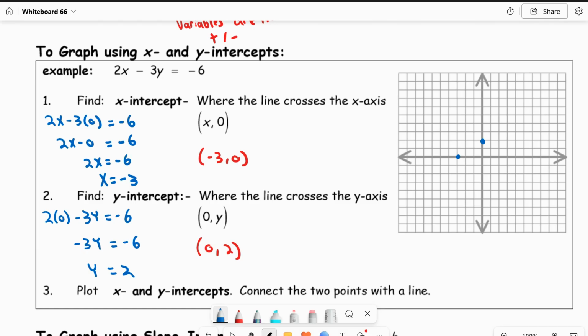Once you've graphed your x and y intercepts, you can go ahead and connect the points to make your line. Make sure you add arrows on both ends of your line.